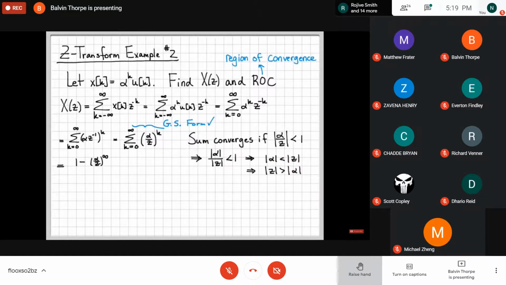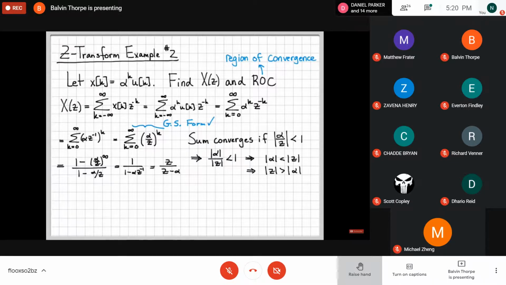So if this is the case, we can actually just use our table and write down 1 minus the quantity raised to the upper counter variable plus 1, which would be 1 minus alpha over z to the infinity, divided by 1 minus alpha over z. Since we're going to assume that alpha over z's magnitude is less than 1, this simplifies into 1 minus 0, because alpha over z to the infinity is 0. And then on the denominator, I wrote it as 1 minus alpha z inverse.